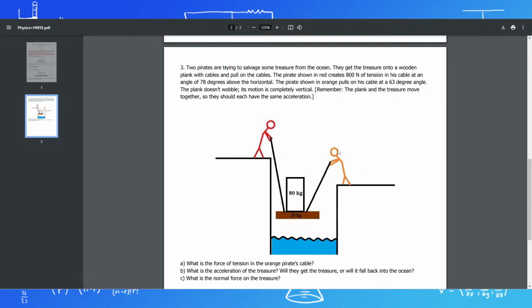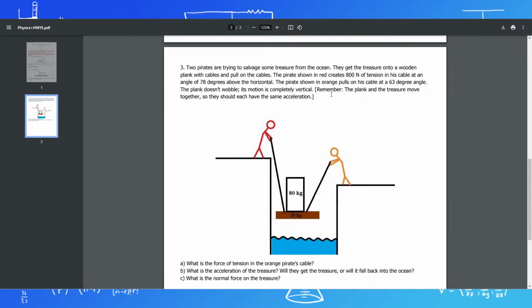The pirate shown in orange, this guy on the right, pulls on his cable at a 63 degree angle. The plank doesn't wobble. Its motion is completely vertical. That is an important hint. Motion completely vertical means what for the horizontal? That's something I will leave for you to figure out, although I guess you could also look at the answer key video if you get stuck.